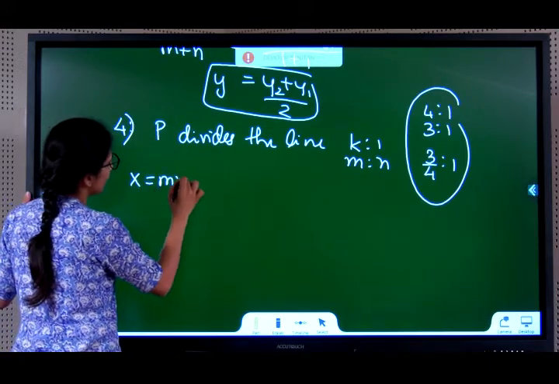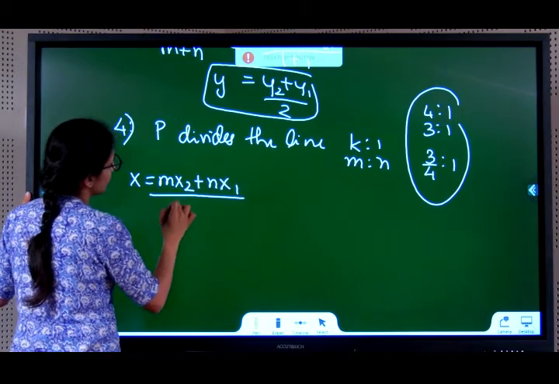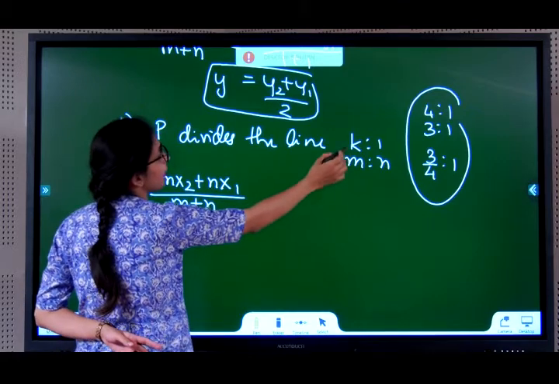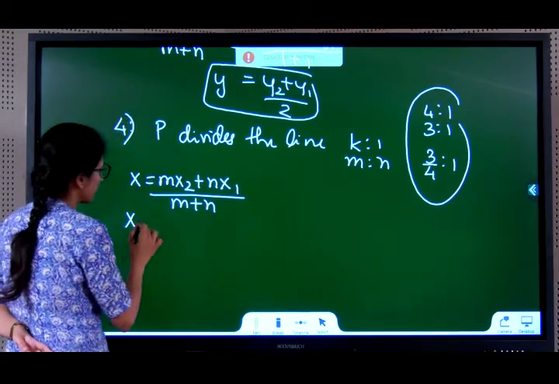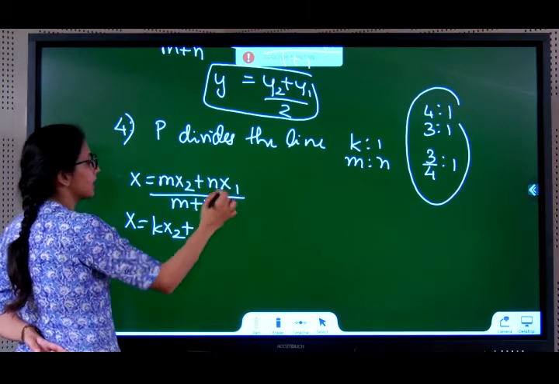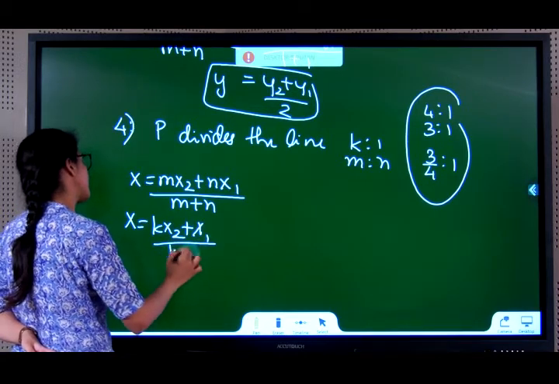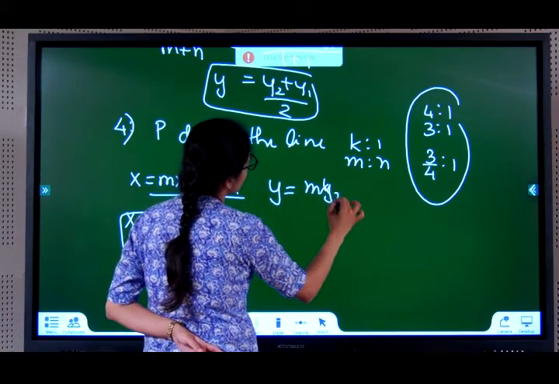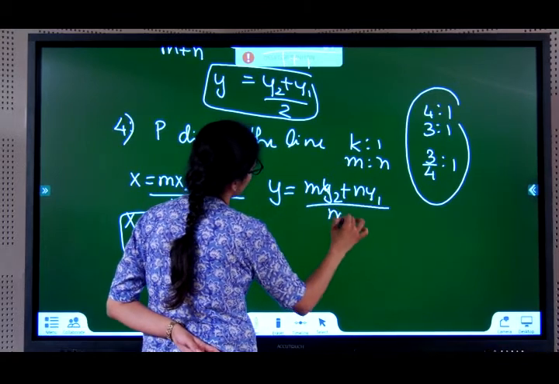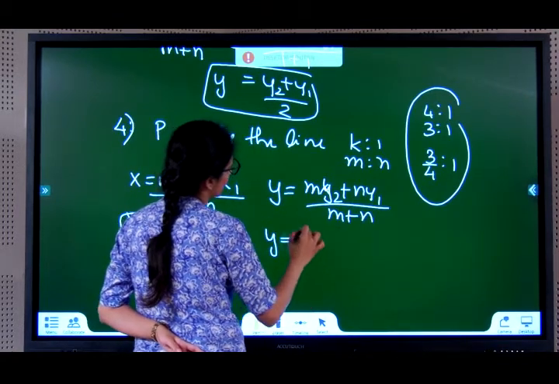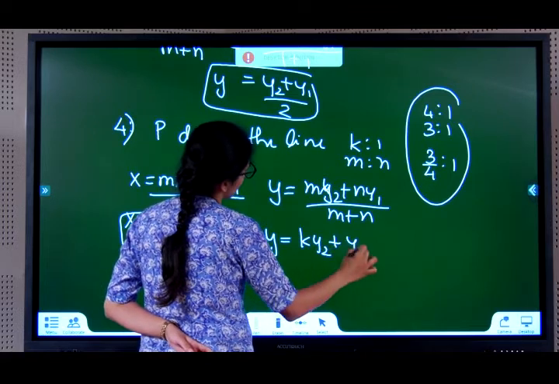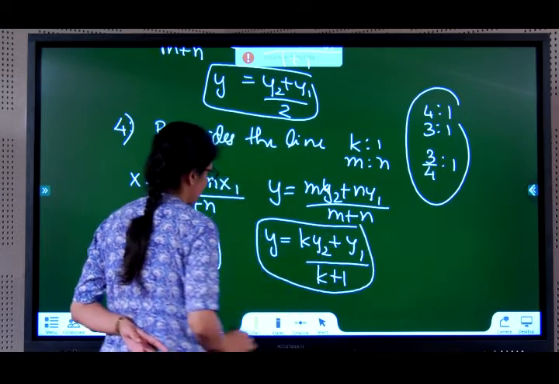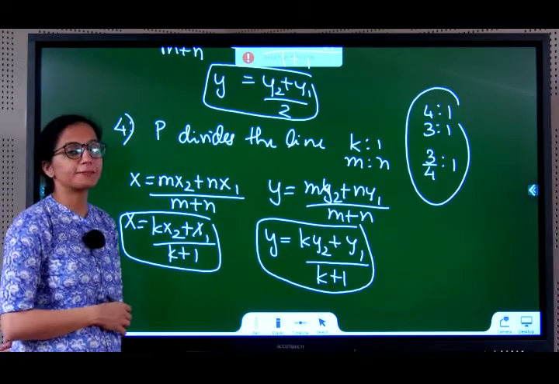Okay. So what happens here? X is equal to mx2 plus nx1 by m plus n. In the place of m put k, in the place of n put 1. So x becomes kx2 plus 1 into x1 is x1 divided by k plus 1. Similarly, y is equal to my2 plus ny1 divided by m plus n. In the place of m put k, in the place of n put 1. So, you will get ky2 plus y1 by k plus 1. Okay. Let's now explore problems.